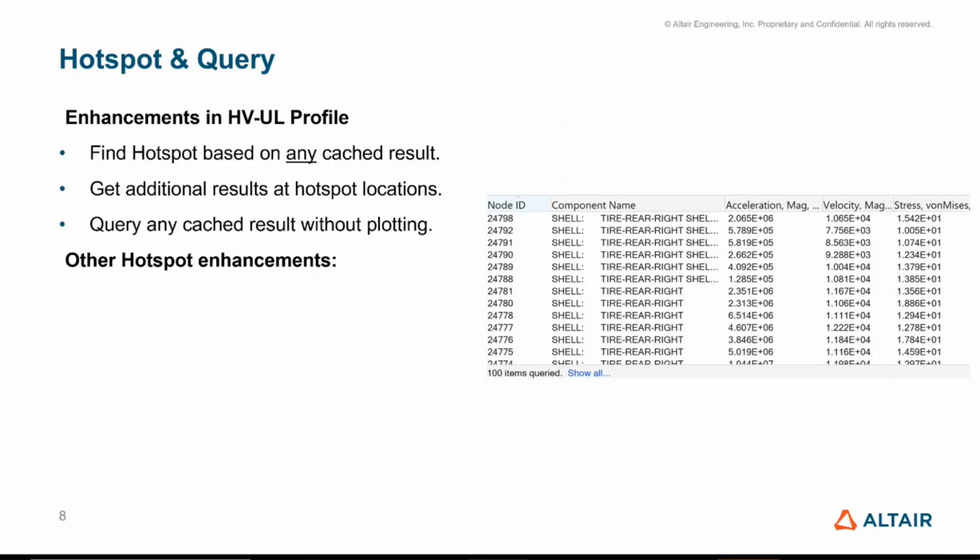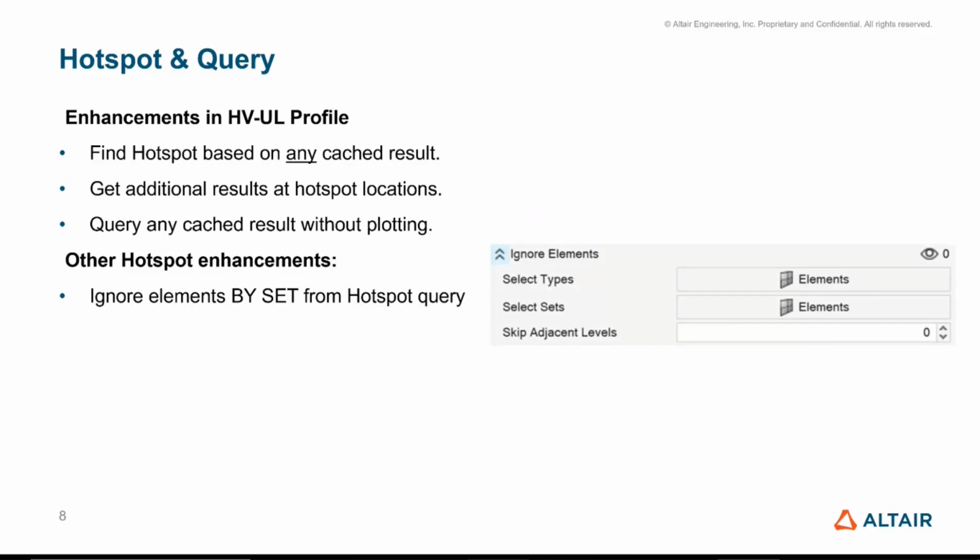Outside of these enhancements in the upfront loader profile, we also have some general hotspot enhancements in this release. The first thing to be aware of is we have added an option to exclude certain elements by set from your hotspot query. This can be very useful in situations where, let's say, you have elements of bad quality which will have artificially high values, and you want to ignore them from your hotspot search. So you could throw them into a set and then have the hotspot query ignore these elements when it's running a hotspot search.